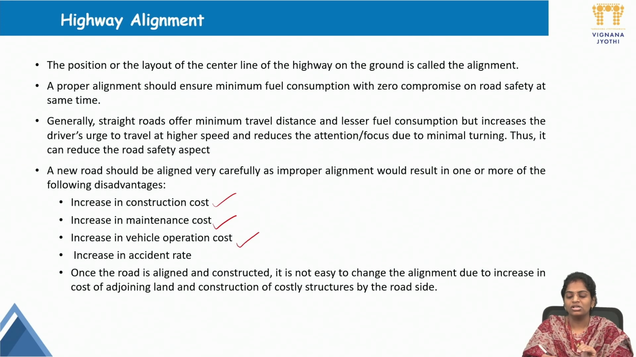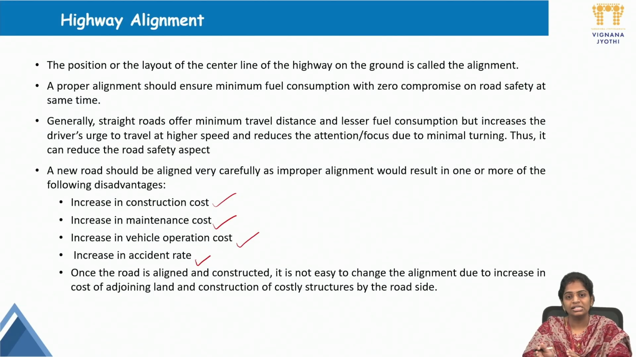Increase in vehicle operation cost. If there are so many potholes, so many undulations on the road, what will happen? The vehicle will get easily damaged, so the vehicle operation cost will increase. Next, increase in accident rate. Safety is the major aspect, as we all know in roads. The accident rate will be increased. Because of the improper alignment, all these things will happen.